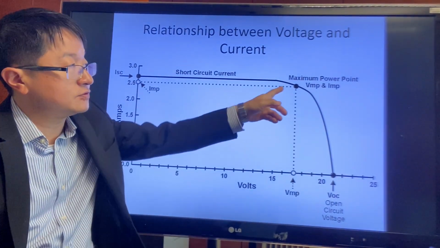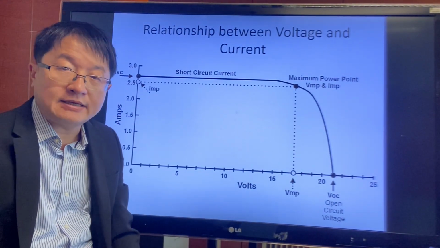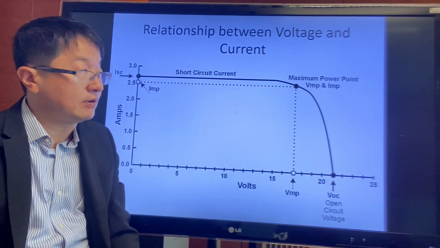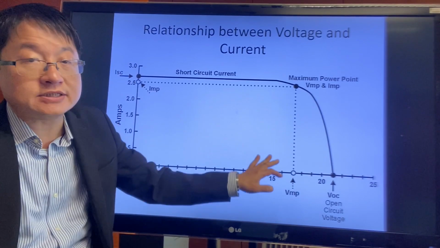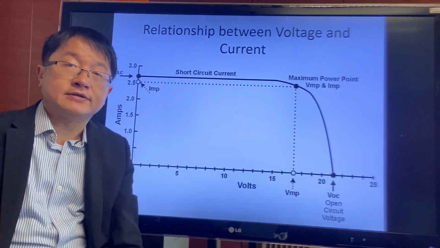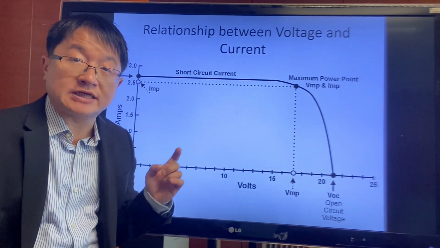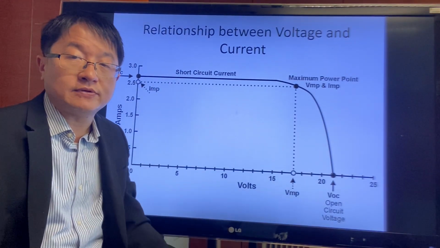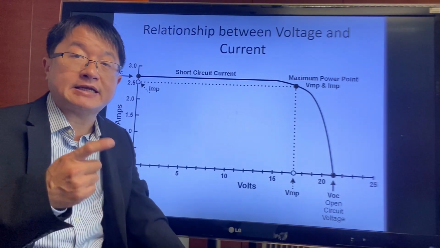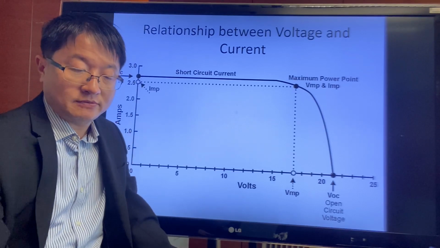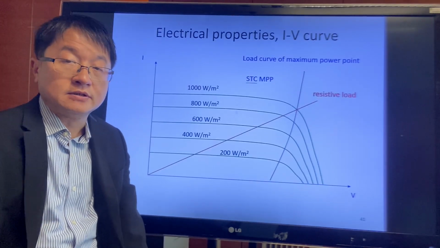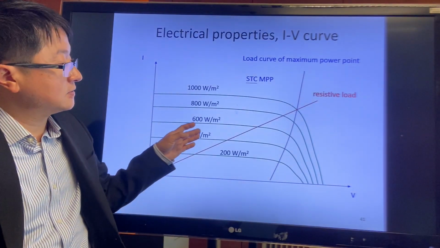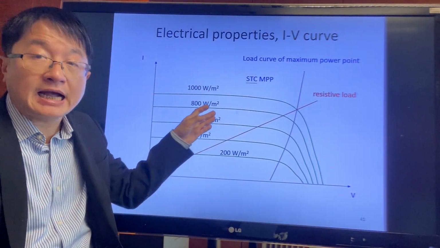The product of these two values, I multiplied by V, current multiplied by voltage, means power, which is the area under this curve. So remember, the solar panel is not a voltage source, it's a current source. It generates current output, rather than a battery which generates a voltage output. So under different light intensity, the current output will be different, higher with stronger light.